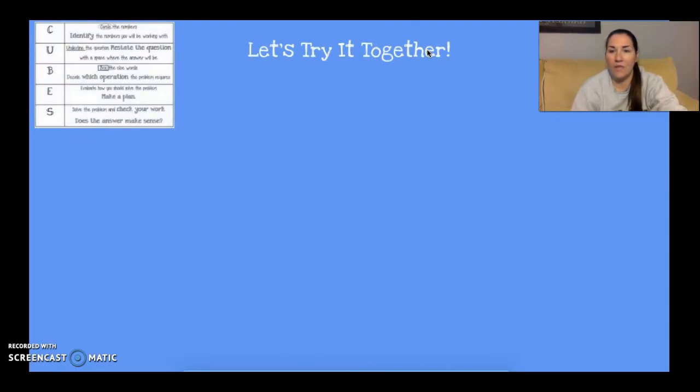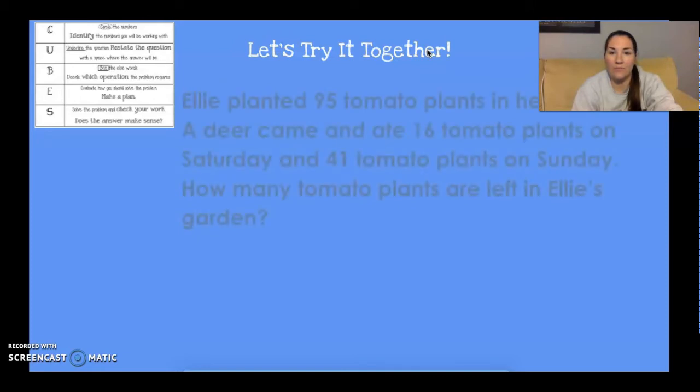All right, now that I modeled my thinking with that one, let's do another one together. So let's take a look at this next one. Again, I have the CUBES strategy up in the corner that you can use as we go along. And if you want to pause to try it before I go over all of it, you can absolutely do that. Otherwise, I'll have you pause throughout.